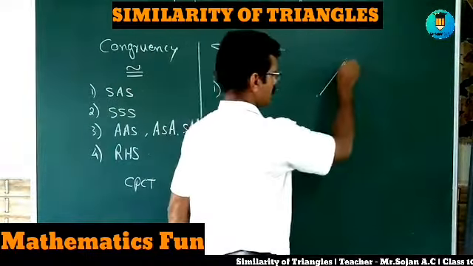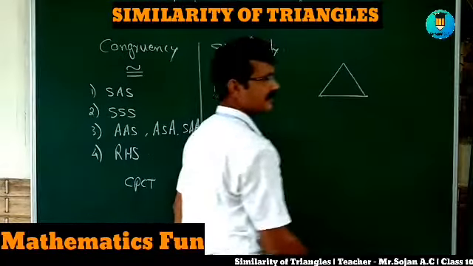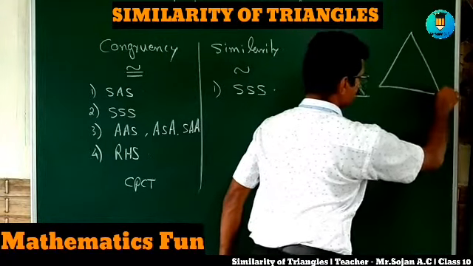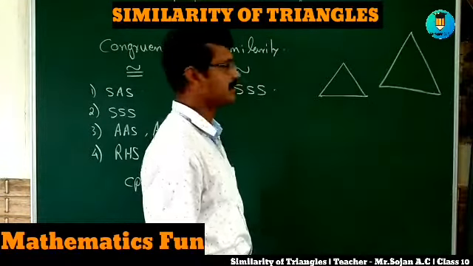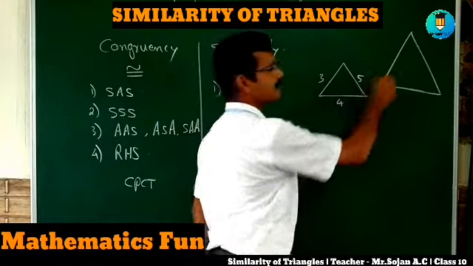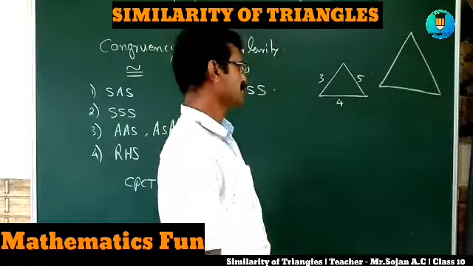See, for example, one triangle I made here. Let it be another triangle in similarity; its size will be different, so I made it slightly bigger. Let the sides here be 3, 4, 5 centimeters.